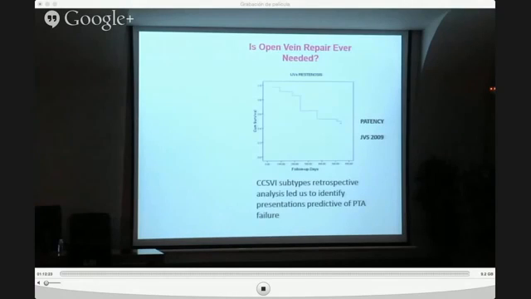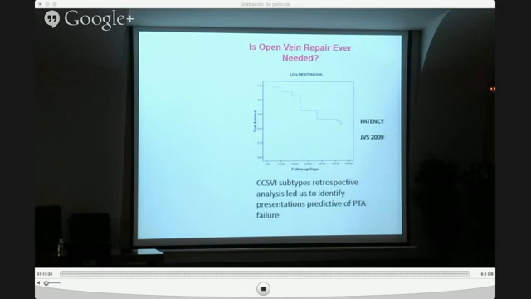Balloon angioplasty, open vein repair, or maybe dedicated stents, are they needed? We think yes. This is the survival analysis curve of our first group of patients, published in 2009. You may see that there is more than 50% failure of balloon angioplasty.